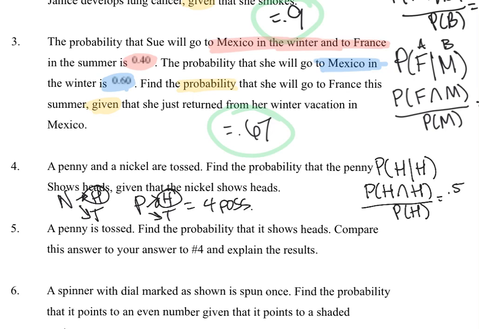So half over, now probability of you just getting a head is also 0.5. So 0.5 divided by 0.5 is 1. So the answer here is 1. So the probability that the penny shows heads given that the nickel shows heads is 1. Okay.